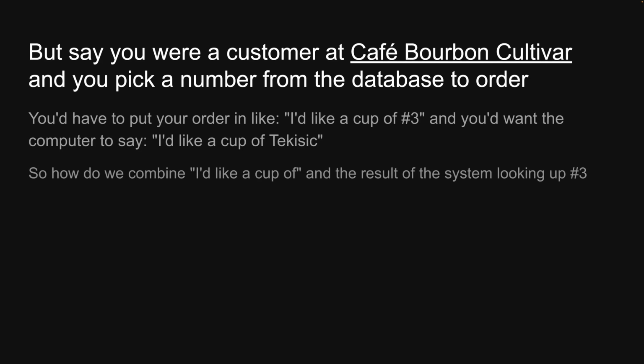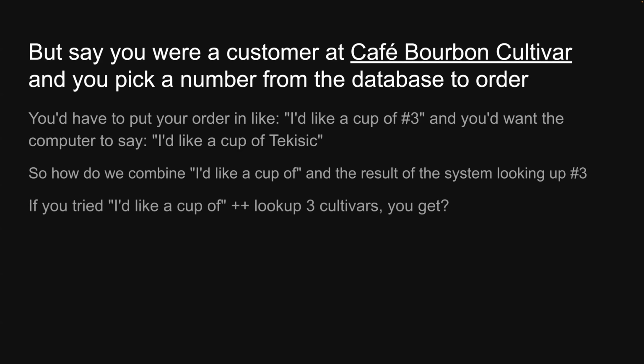You would think, okay, I'd like to combine this, I'd like a cup of, and the result of that system looking up number 3, right? And so if you tried to do something like, I'd like a cup of plus, so adding on a string to the lookup result, what do you think you get?